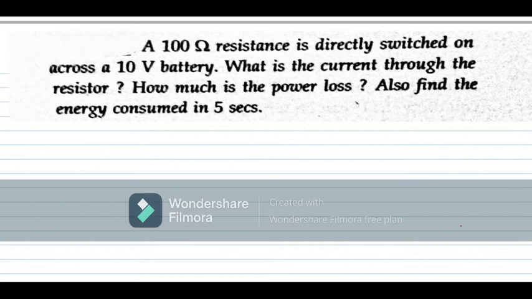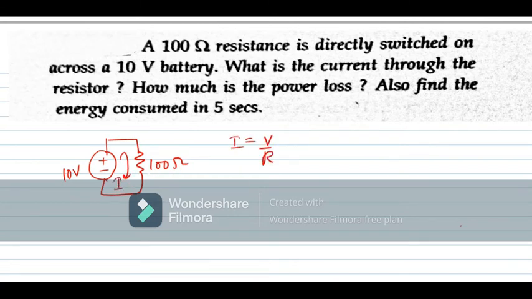When we draw the circuit, we get a 10 volt battery connected across a 100 ohm resistance. The current that flows here we assume as I, so I is equal to V by R. Here voltage is 10 volt upon R is 100 ohm, so we get 0.1 ampere as the current.